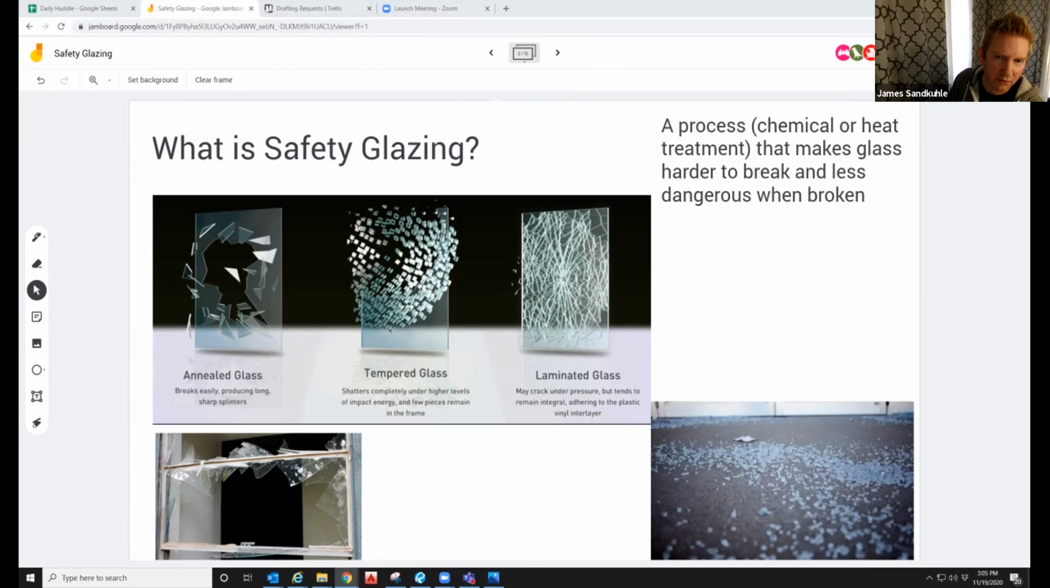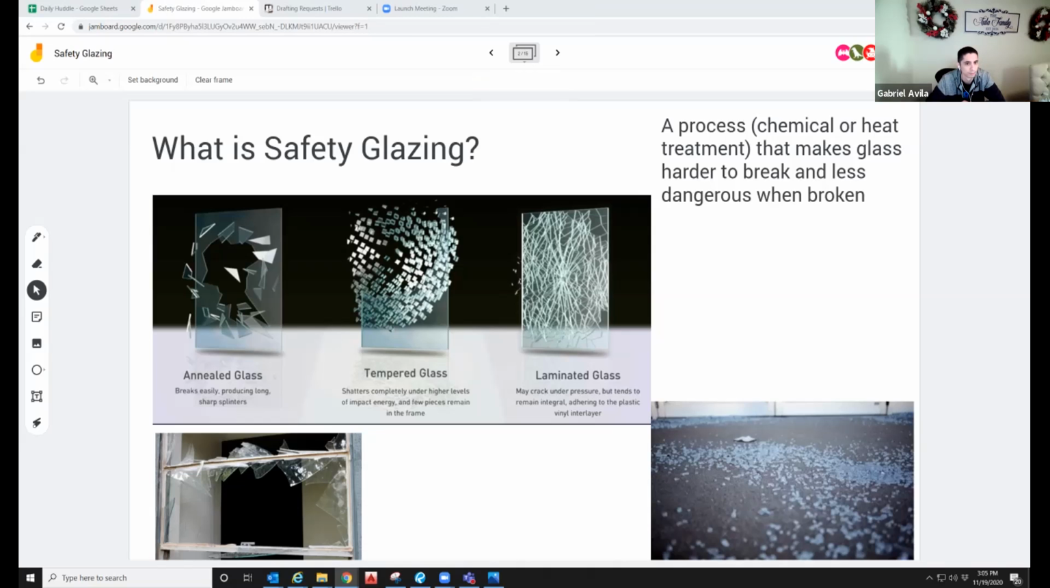Tempered glass, after you chemical or heat treat it, if it breaks, it creates little small shards, kind of like this. So you're not likely to do any kind of major damage to yourself. And then laminated glass, since it's like a sandwich piece with a plastic interlayer, it holds the broken pieces together. So it's also another form of safety glazing. All right. Any questions on that?